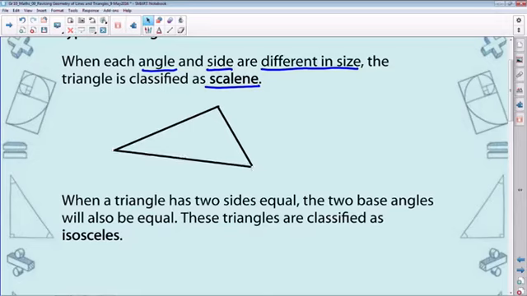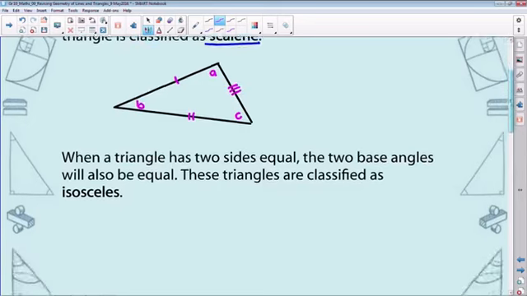So it's all different sizes. Do we know what they are? Nope. But we know that this one has a different size to this one, which has a different size to this one. And this length is a different length to this length, which is a different length to this one. Okay, so let's go on to the next one.